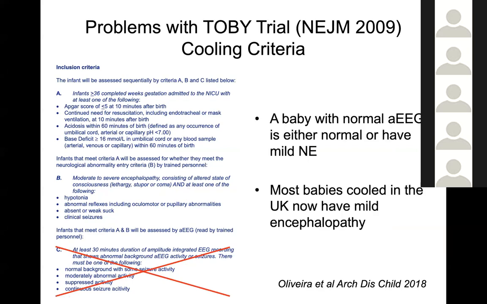What then happened is that people ended up cooling a lot of babies who have mild encephalopathy, who actually don't meet the cooling criteria, because the structured neuro exam is not done. Any baby with a normal CFM is very likely to be normal or have mild encephalopathy. And many of the babies we cool now at Imperial and in the UK do have normal CFM, which is a bit worrying, which is essentially cooling babies with mild encephalopathy. But if you do a structured examination with the NICHD, then you can reduce this from happening.